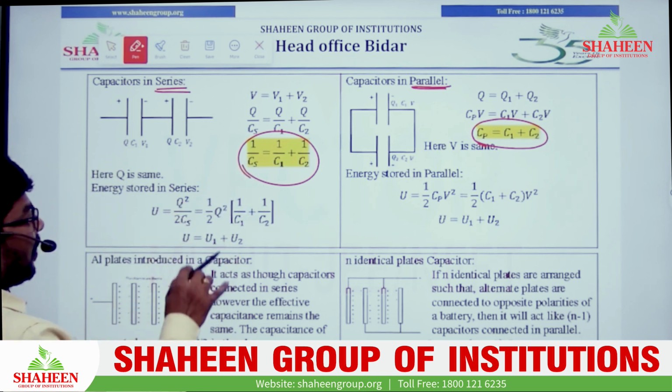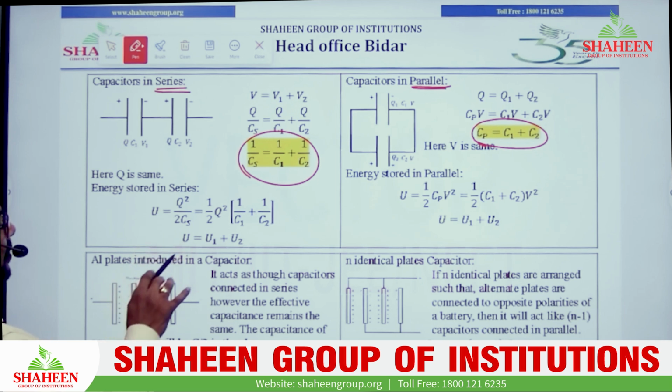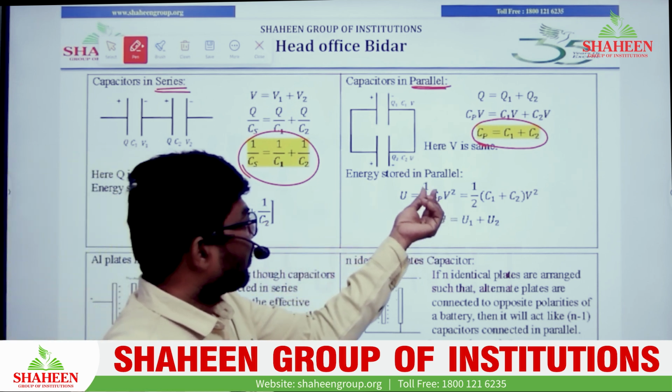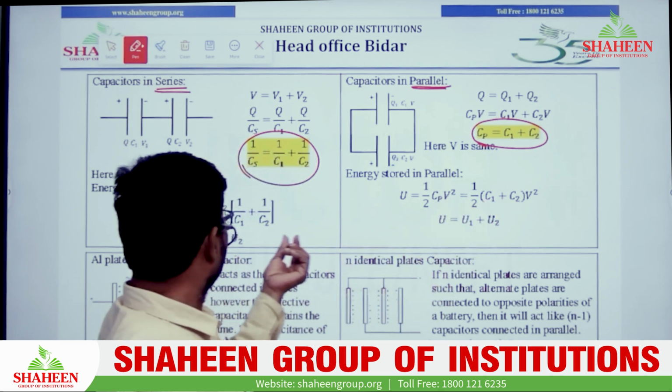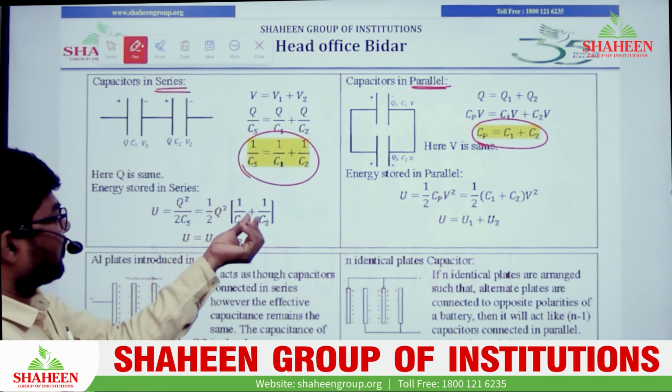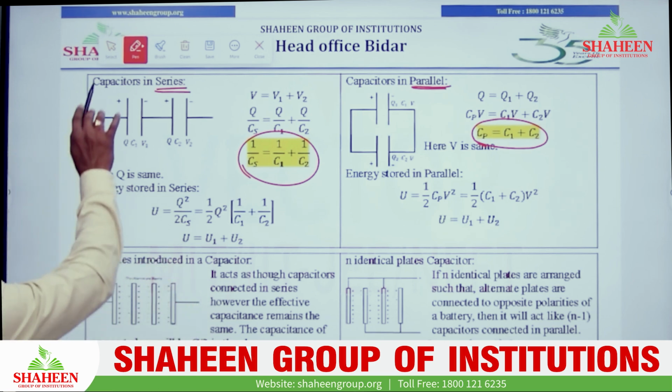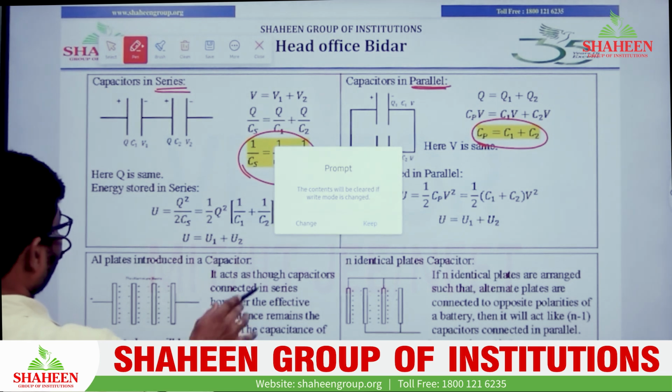So this is the energy stored in series combination. Add both. Energy stored in parallel combination: in parallel combination, C1 plus C2; in series combination, 1 by C1 plus 1 by C2. So let us go for the next topic.